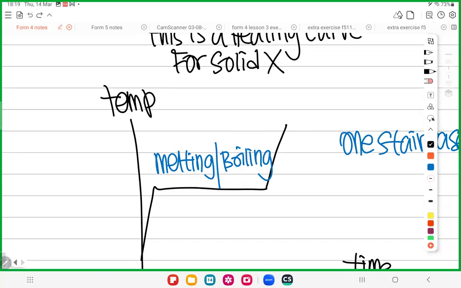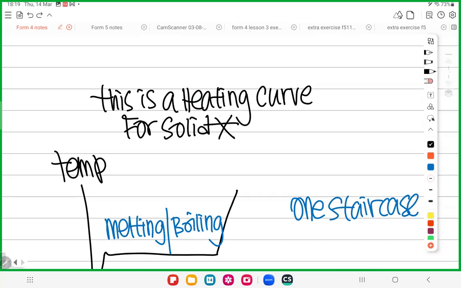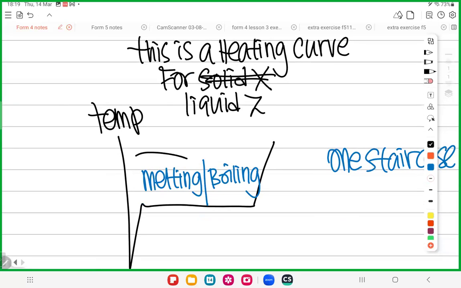It will melt. But if the question says this is a heating curve for a liquid Z, then I give you a liquid in the first place and you heat the liquid. Will it melt? No, the liquid already melted. It won't melt again. So when I give you a liquid and you heat it, it should be boiling. Everyone, let me know in the chat box, do you understand what I am talking about?